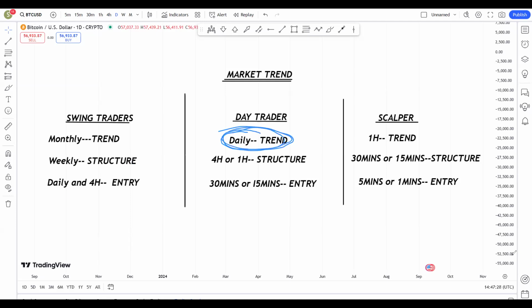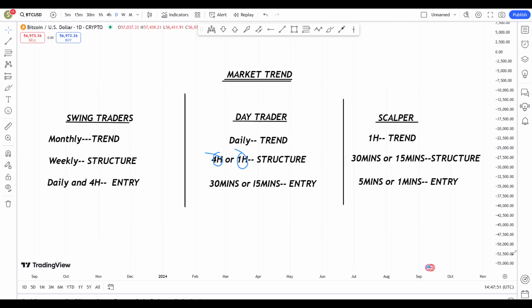I start my analysis from the daily time frame to check the trend of the market, to check the direction of the market, and then after checking whether the market is actually going down or going up. After checking the direction, I now come back to the 4 hours time frame or the 1 hour time frame. And this particular time frame, this is where I tend to see the structure of the market.